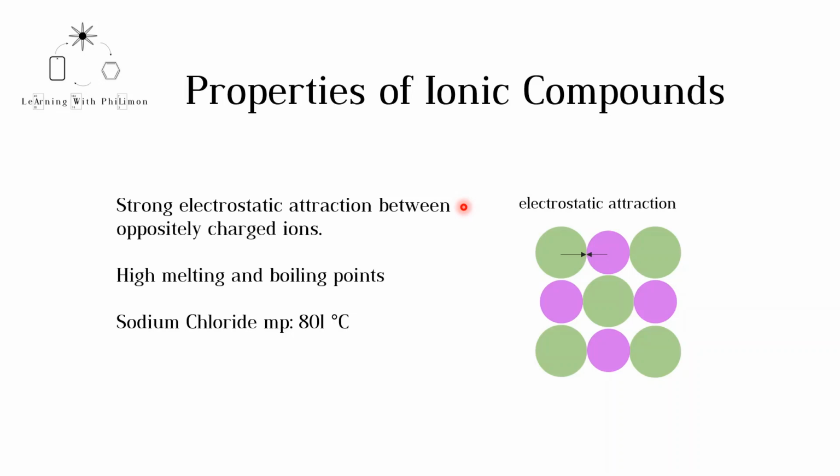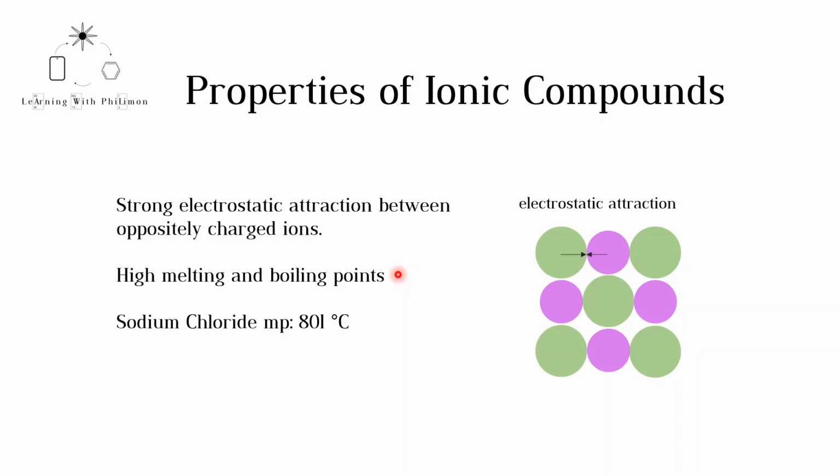What holds the ionic lattice together is the strong electrostatic attraction between oppositely charged ions, the anions and the cations. Remember that opposites attract. The electrostatic attraction is represented by the two arrows in the 2D diagram. Due to this strong electrostatic attraction, it takes a lot of energy to separate the ions. As a result, ionic compounds have high melting and boiling points.